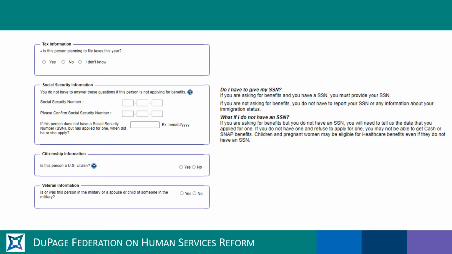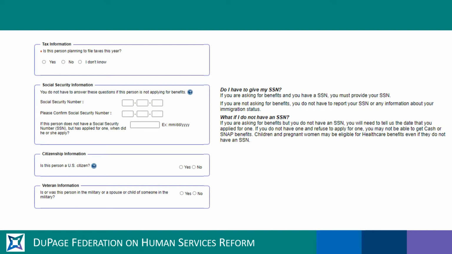Some additional information is collected about each applicant. It will ask whether or not the person is planning to file taxes. The tax questions are really related to the Medicaid program, not SNAP or cash assistance. It will ask for a Social Security number, but if someone does not have one and they are not requesting benefits, they do not need to enter anything here. If you have an immigrant who has an ITIN, which is an individual taxpayer identification number, this does not get entered here. It's only for those who have a Social Security number.